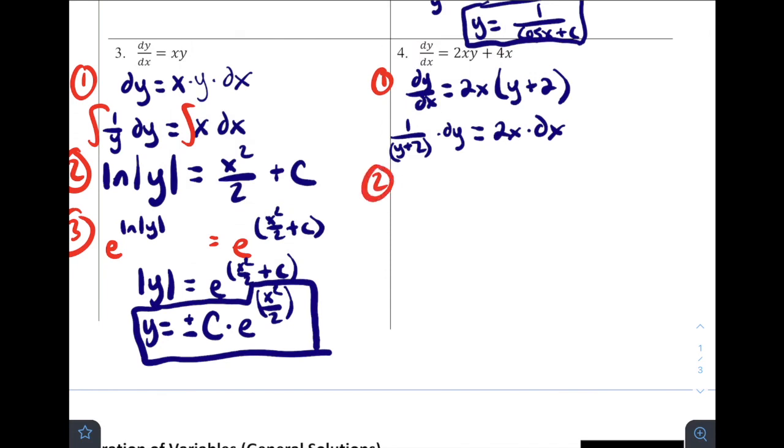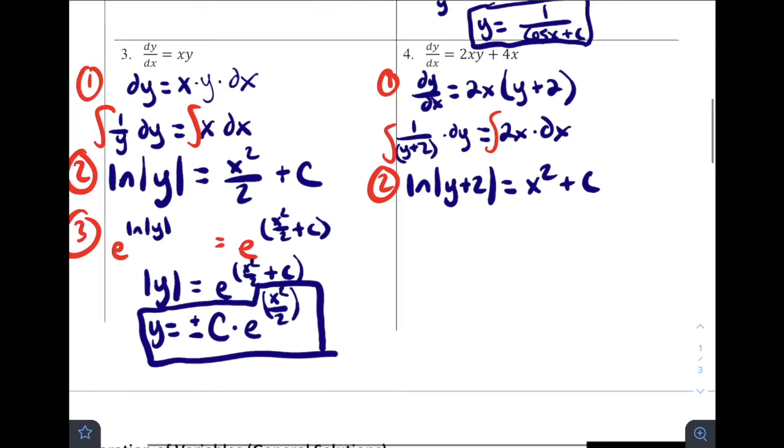Step 2, we're going to take the integral of both sides. In this case, this 1 over y plus 2 is of the same form as 1 over x. When we take the antiderivative of that, we end up with the natural log of the absolute value of y plus 2. And on the right side, if we do the power rule, we add 1 to our exponent to make that an x squared, and then divide by 2. So those 2's would cancel, giving me just x squared plus c on the right side.